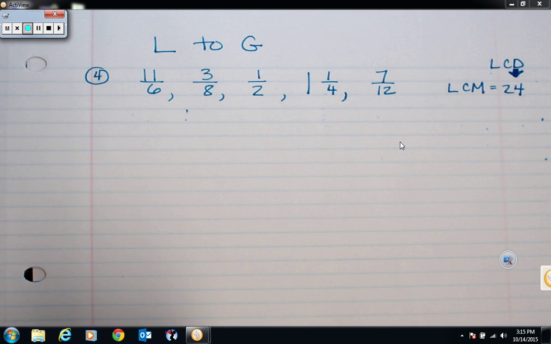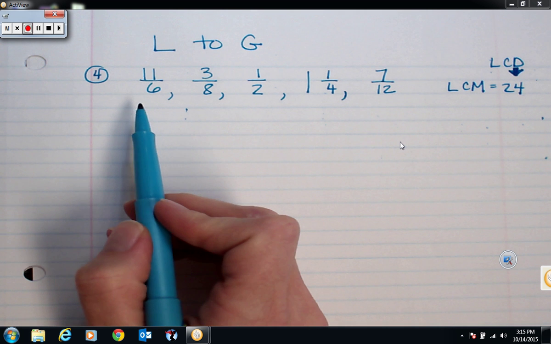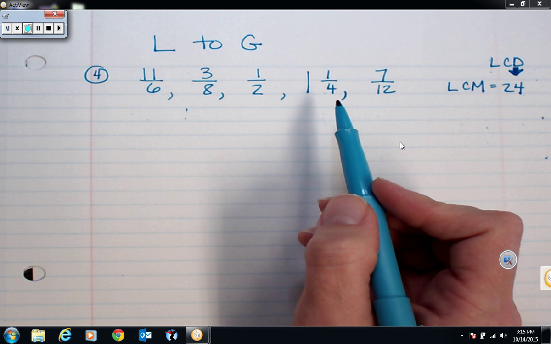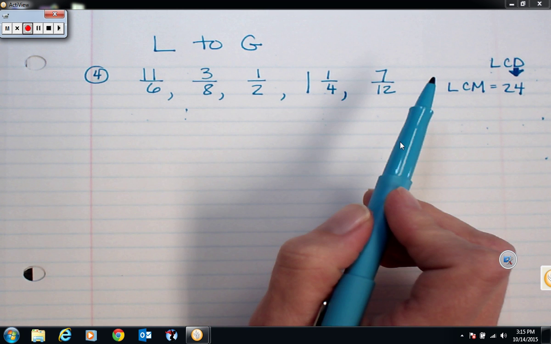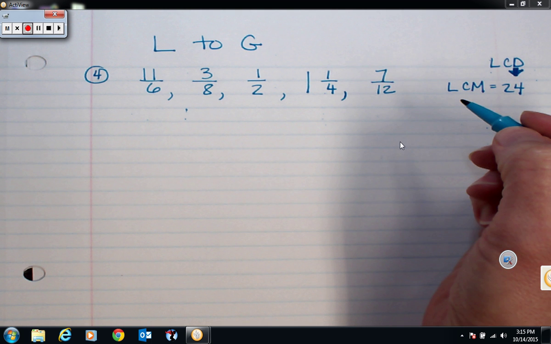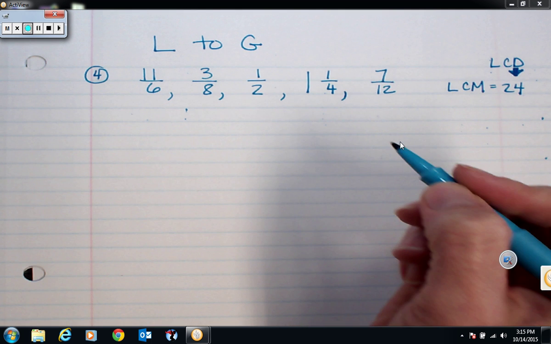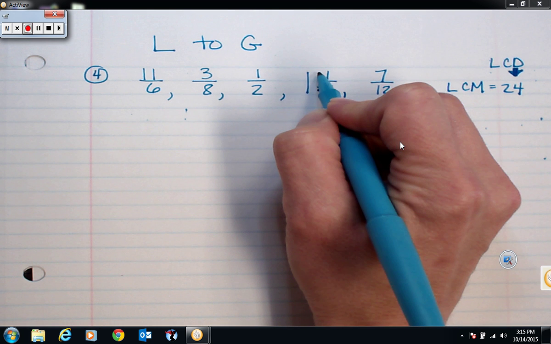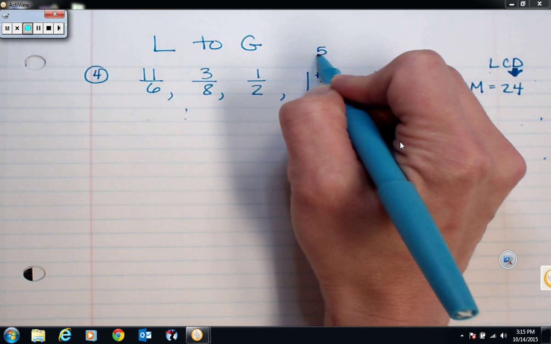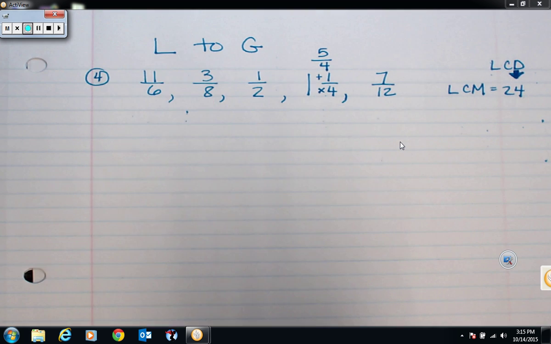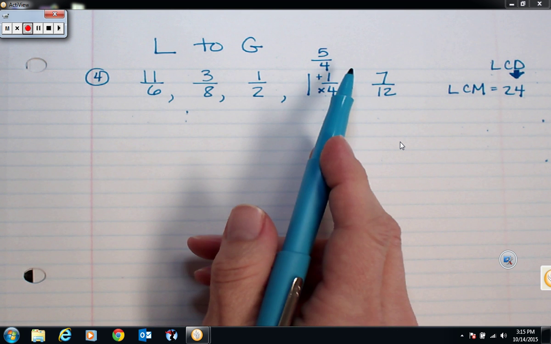I also noticed that 11/6 is an improper fraction and 1 1/4 is a mixed number. So to be able to compare these along with 3/8, 1/2, and 7/12, they all need to be in the same form. I would prefer to work with them as improper fractions as opposed to mixed numbers. So I'm going to go ahead and multiply 4 times 1 is 4 plus 1 is 5 and change this fraction to 5/4. Now I have all improper fractions.